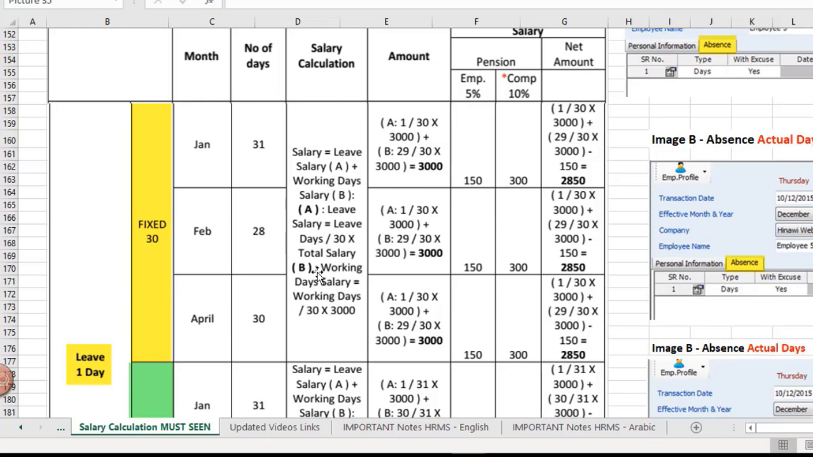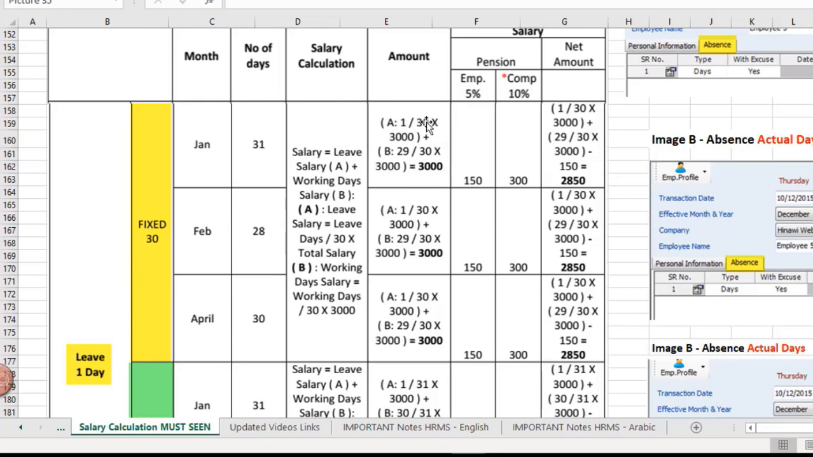Whether we're talking about 31 days, 28, or 30, in all cases, it's considered as if an employee was working for 30 days. So when 1 day is removed from those 30 days, it results in 29 days. That's what working days means. So working days here means 30 minus the 1 day of leave, which will give us 29 for all of them, divided by 30 again, because it's fixed 30 days, multiplied by the total salary, which is 3,000.